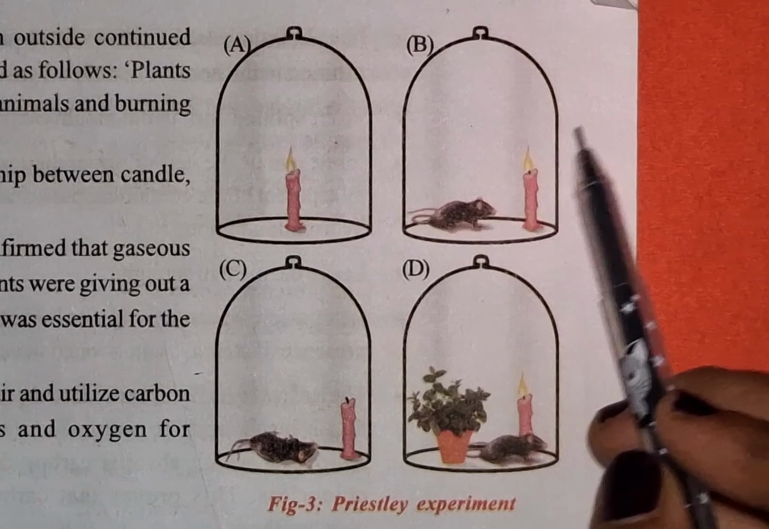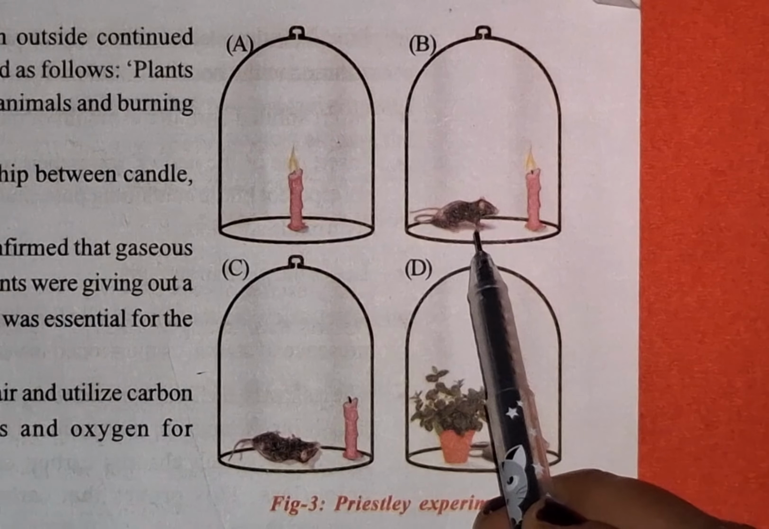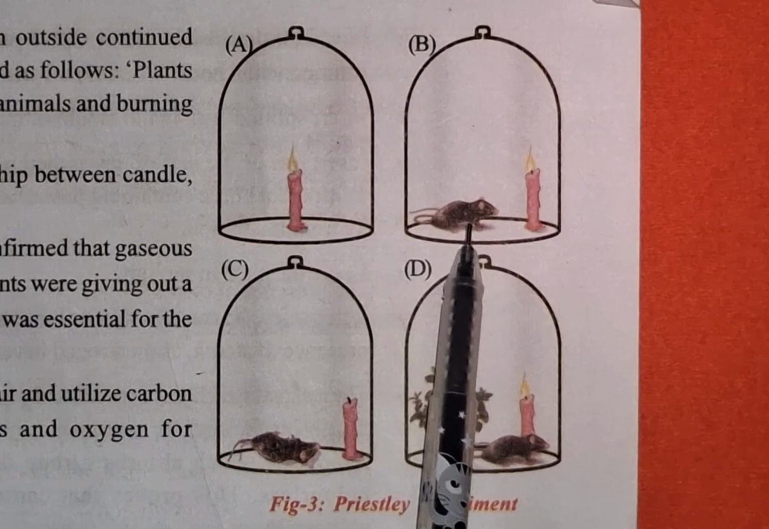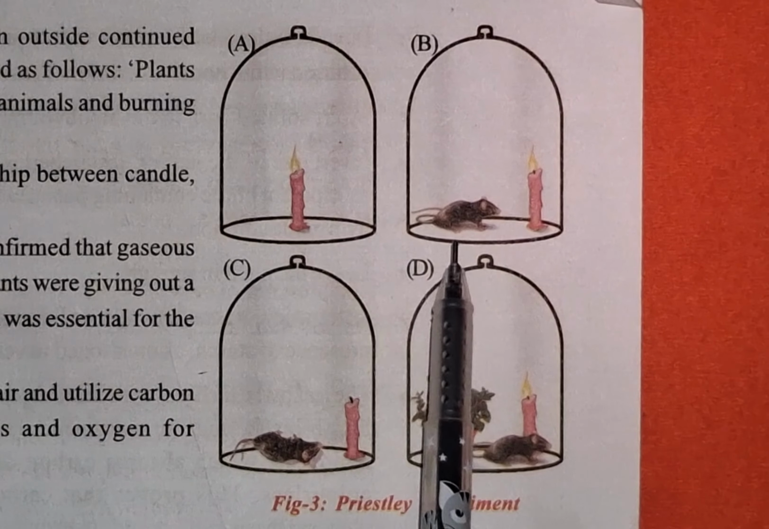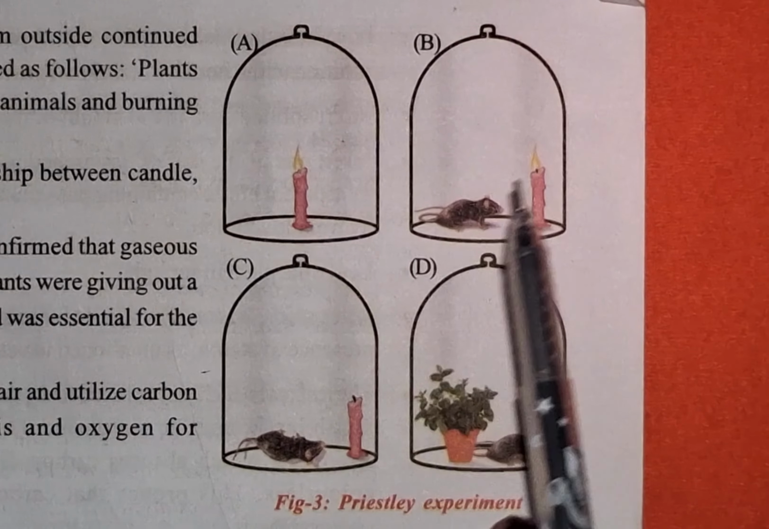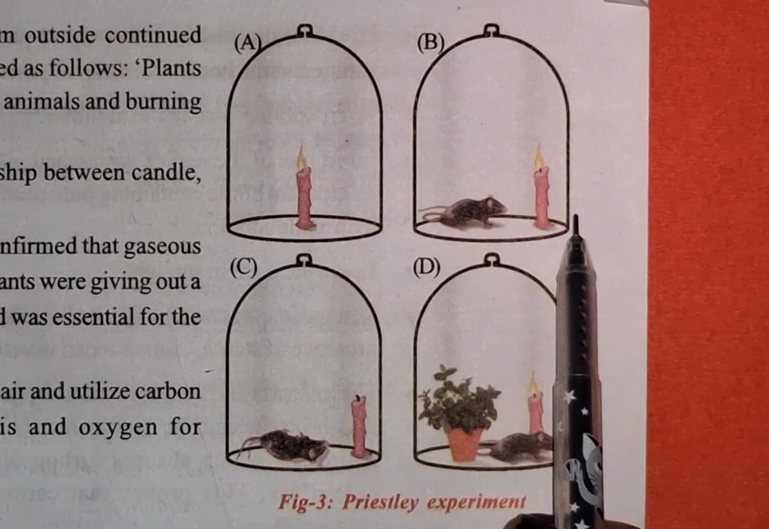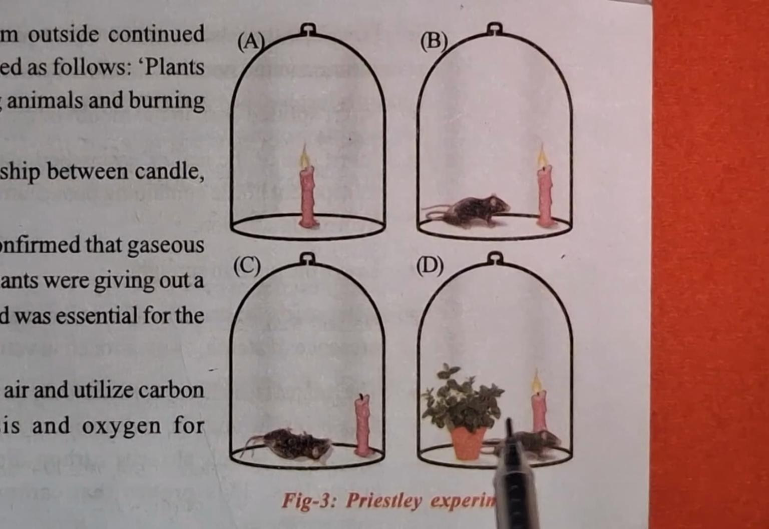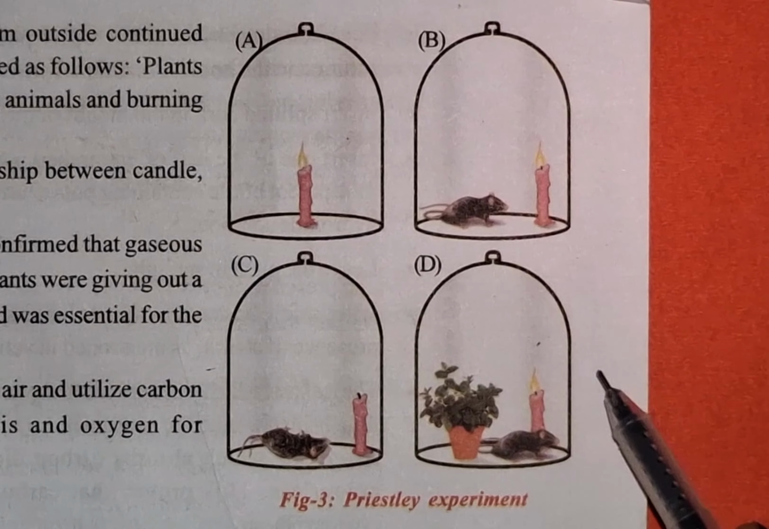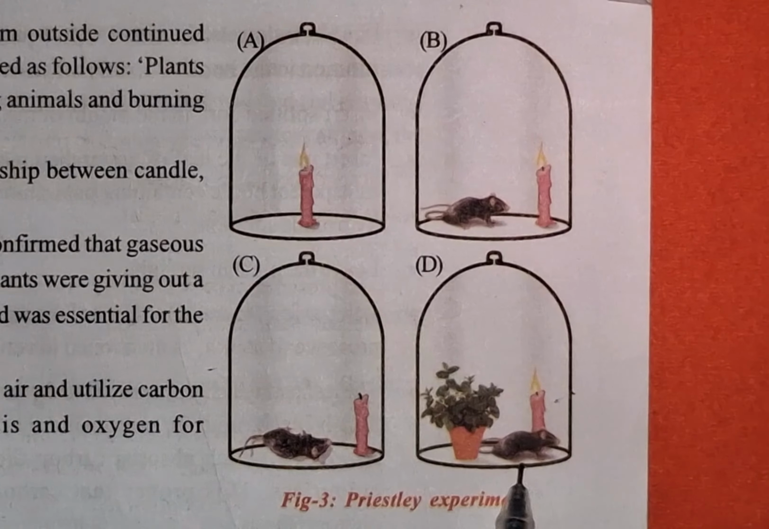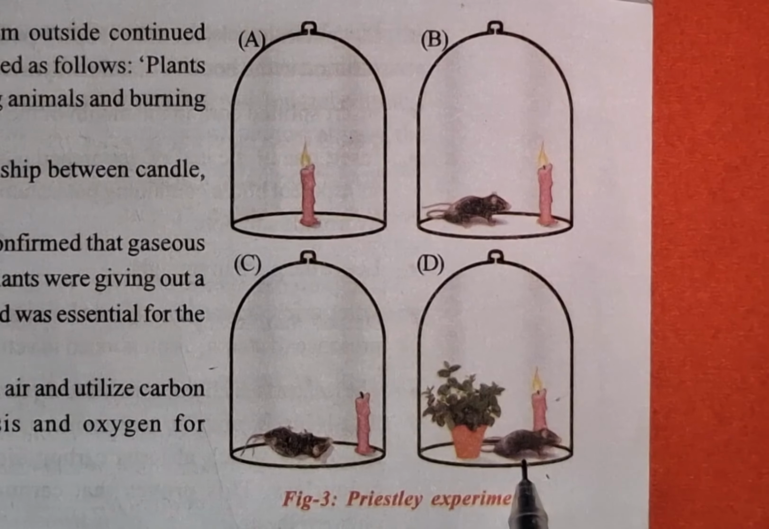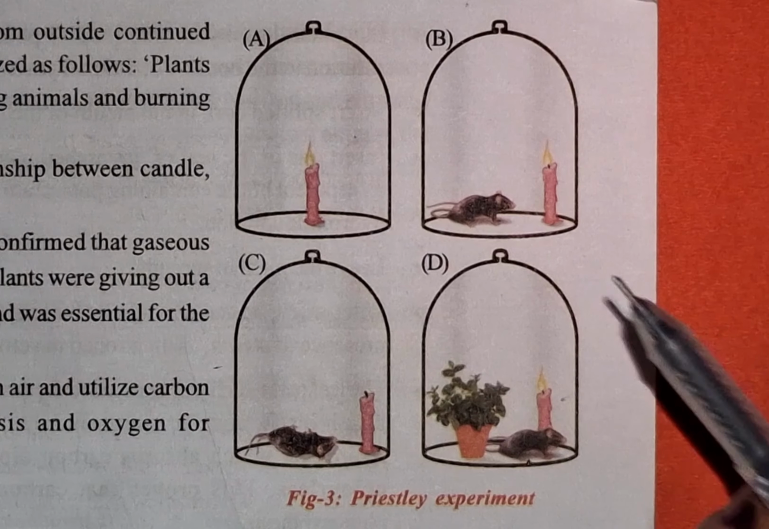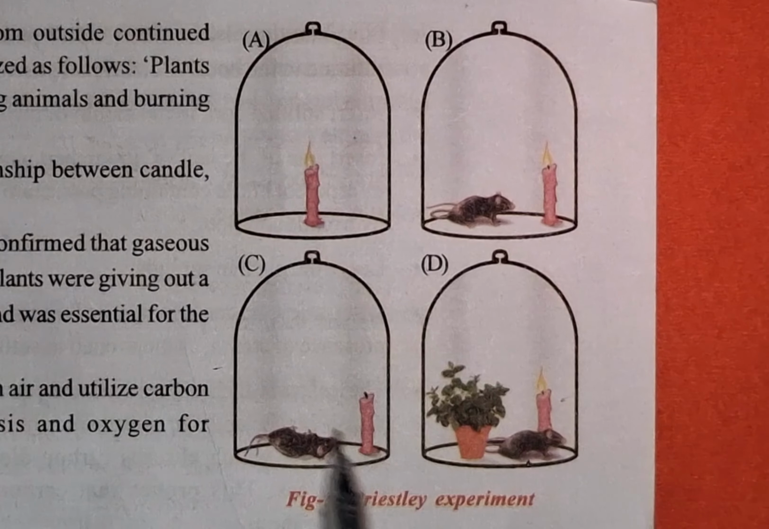And in the second case, he also puts a mouse along with a burning candle. After some time, he sees that the mouse dies because there is no more oxygen left for breathing and the burning candle goes off. In the third case, he puts a mint plant and along with that he places a burning candle as well as a mouse. He sees that now in this third case the candle keeps on burning and the mouse is also alive.